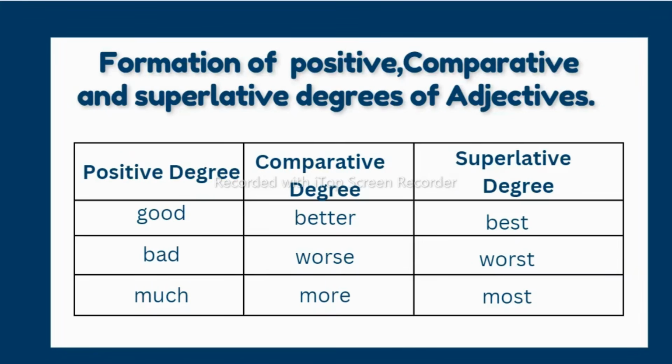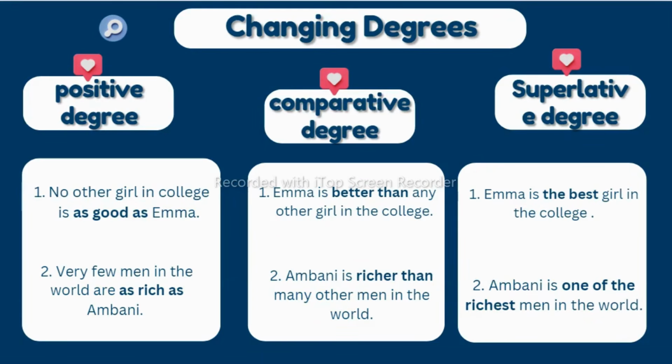Here you can see this table: positive degree good changes to better in comparative, best in superlative; bad, worse, worst; much, more, and most. And here I have written some examples. You can pause the video or take a screenshot of all this. In positive degree, no other girl in college is as good as Emma, because here we are saying only Emma's quality, one single person. If you are comparing Emma with anyone else, at that time you can use better: Emma is better than any other girl in the college. Emma is the best girl in the college, if you are saying one person's quality which is best among all.